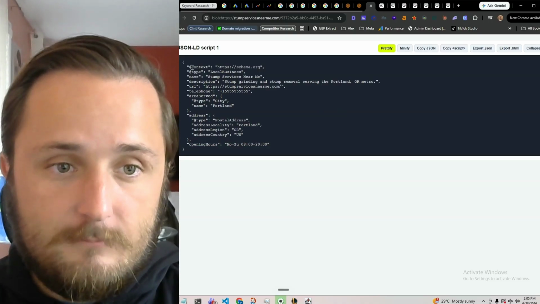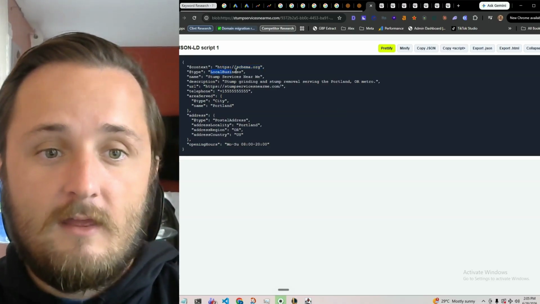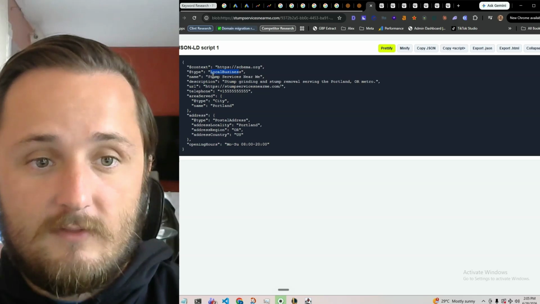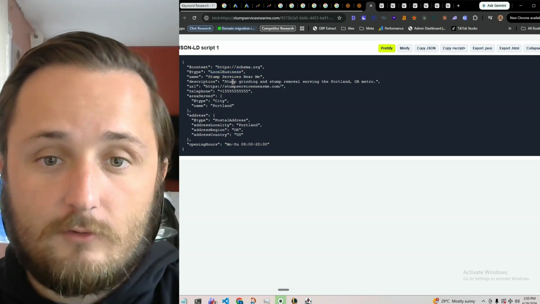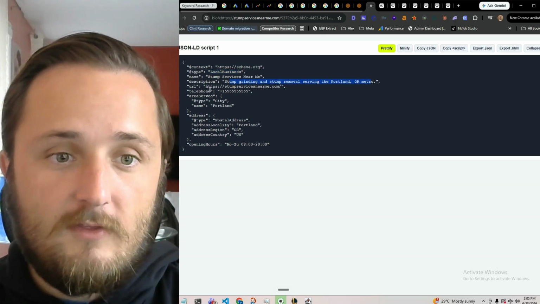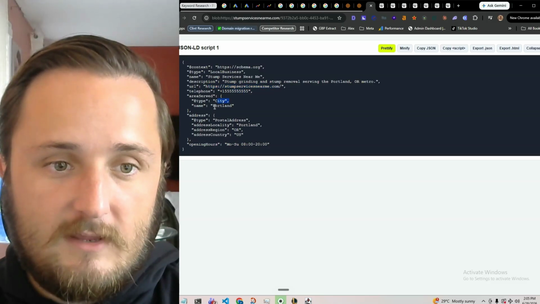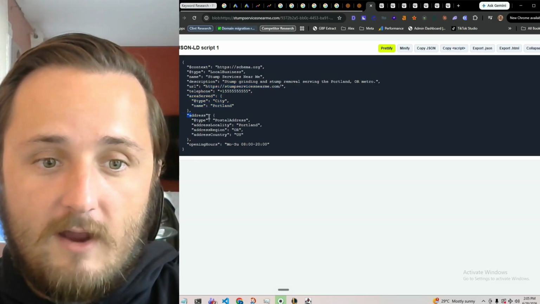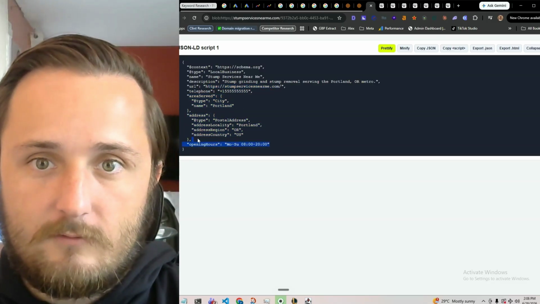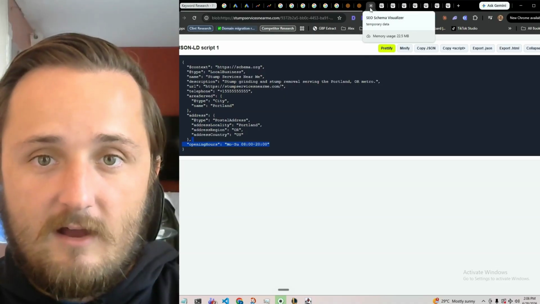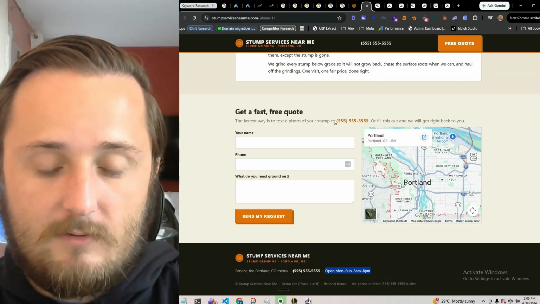So simply right here, we're a local business for our type, with the name of our business. We've got a little short description here. This is the URL, the homepage. We've got our number, city, the areas we serve, our address, and then our opening hours. So this is just the beginning of building out all of this schema.